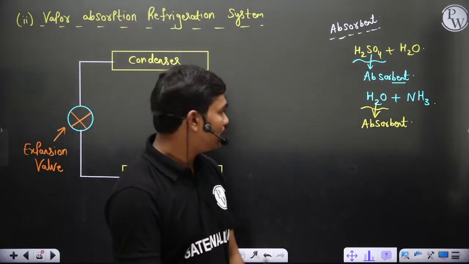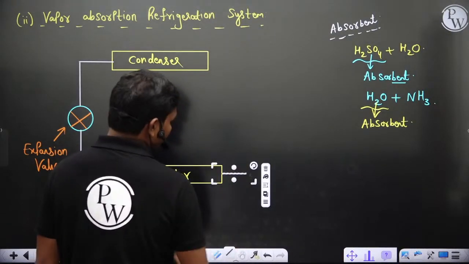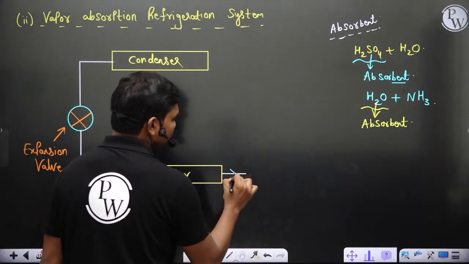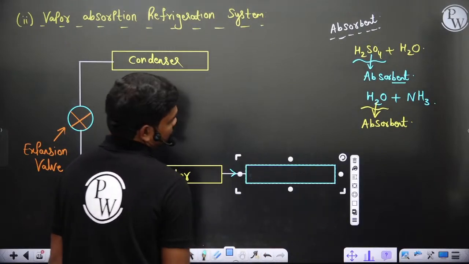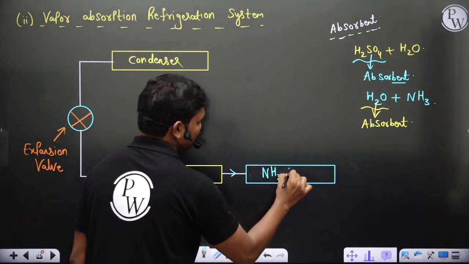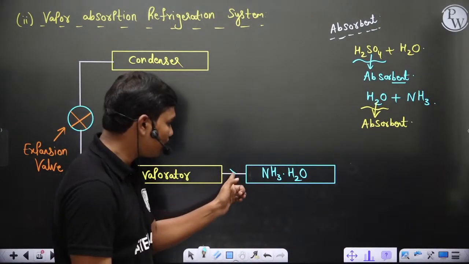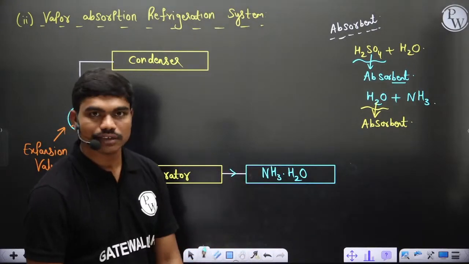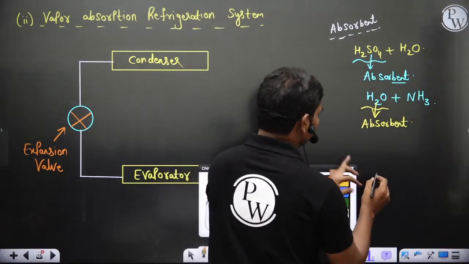Now let's see. Let's say, for example, ammonia is your refrigerant in this cycle. If ammonia is coming out like this, coming here, we will keep readily some amount of water. So we have water, and this forms NH3 H2O, because ammonia gets mixed in this water. Whatever ammonia is coming, because of the presence of water here, this ammonia will be taken directly into this water.